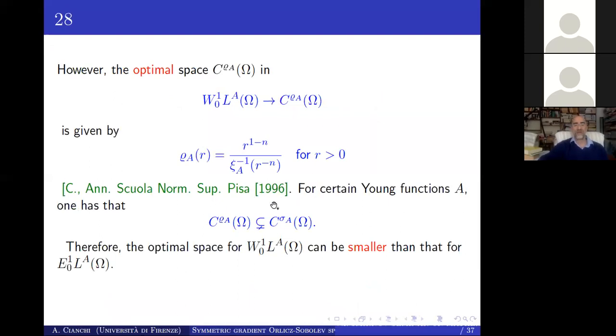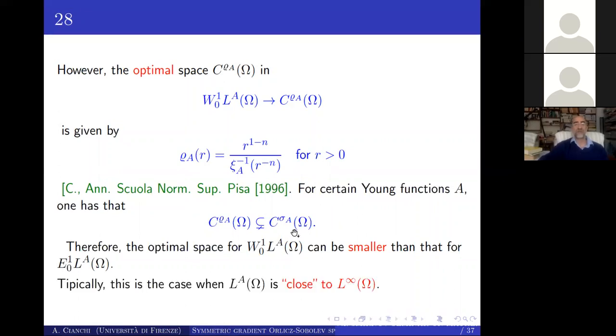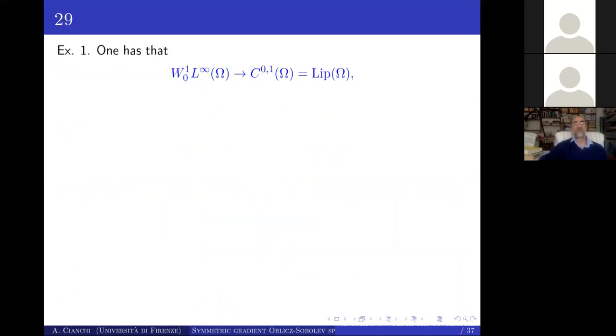So here is the situation. For certain functions A, the space that we have for the full gradient can be essentially better than the one for symmetric gradients. And as I said, this is the case when LA is close to L infinity. So here are the examples.